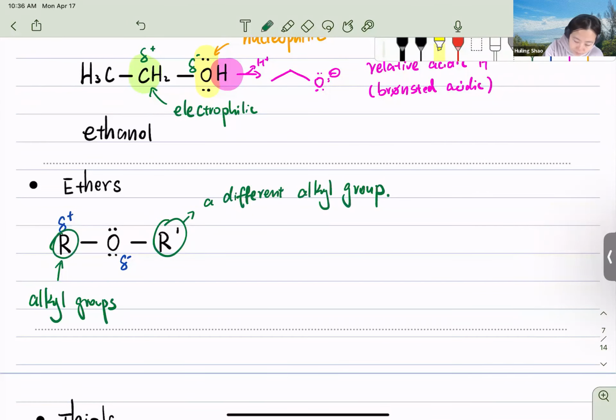And apparently in ethers, like alcohols, we have two modes of reactivity. Your central oxygen has lone pairs that can potentially act as a nucleophile. And alternatively, the carbons attached to the oxygen will have a partial positive charge, and they can act as weak electrophiles.